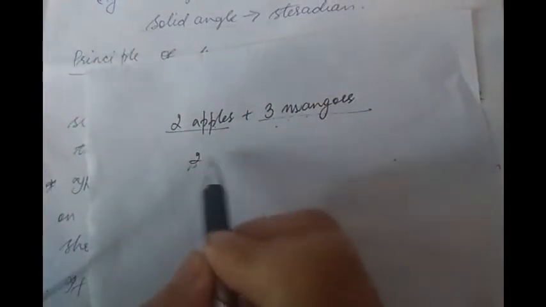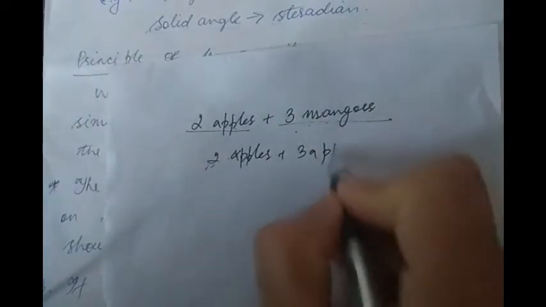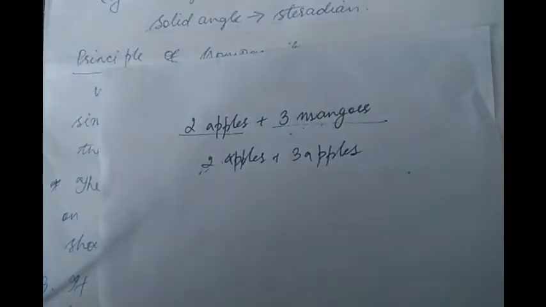If I had 2 apples plus 3 apples, then of course we would get 5 apples. Or if we had 2 mangoes plus 3 mangoes, then we would get 5 mangoes. But we cannot of course add apples and mangoes together, because they are completely different things.